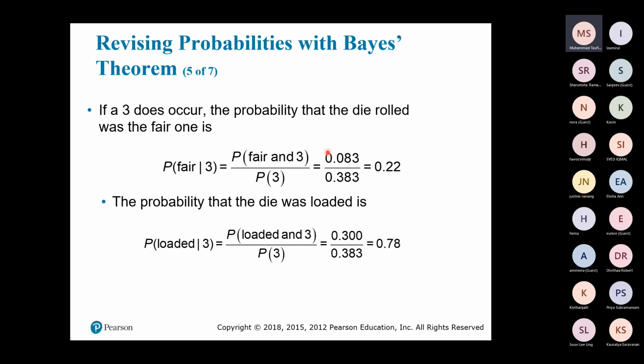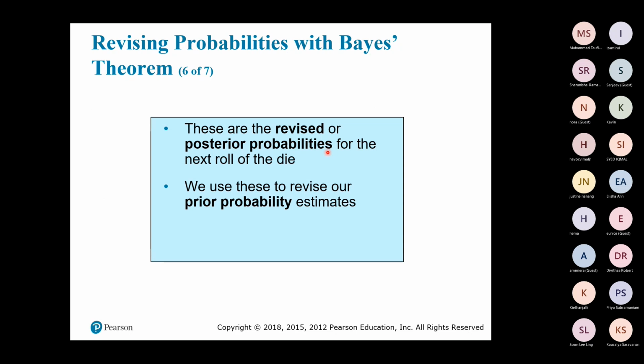Jadi kita nampak kat sini, bila kita pilih salah satu dadu tu, kemudian kita buat balingan dan dapat nombor 3, chances lebih tinggi adalah kita terpilih dadu yang telah diubah suai. These are the revised or posterior probability for the next roll of the die. We use this to revise our prior probability estimate.